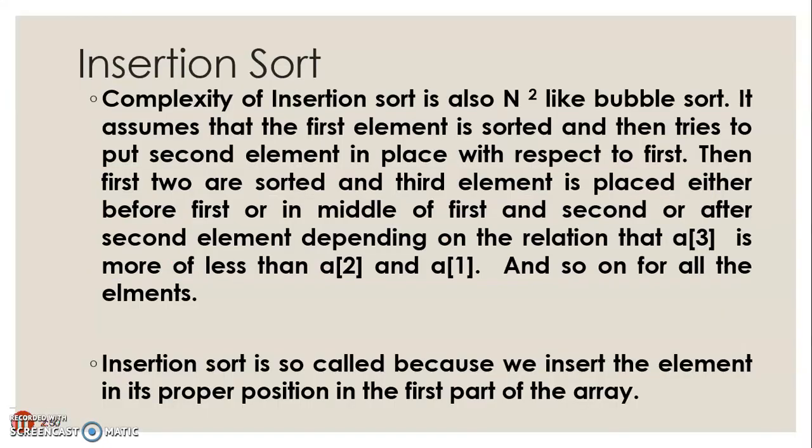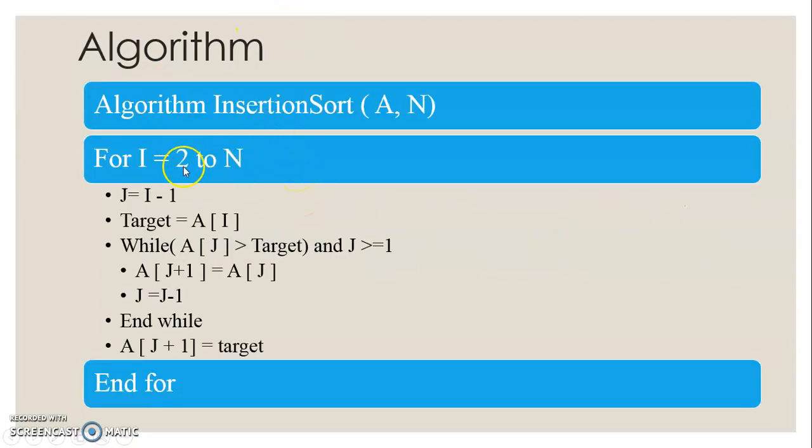Now let us look at the algorithm. In the algorithm, we will go from the second element till the nth element, because the first element we know is already sorted. So we have to sort from 2 till n. Now j will be i minus 1, which is the preceding element to i. We are trying to find the position of the ith element, and all the elements before i are assumed to be sorted. So the highest index less than i, which is i minus 1, will be stored in j.